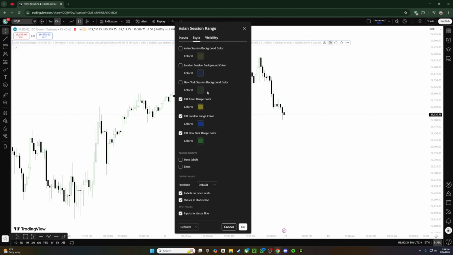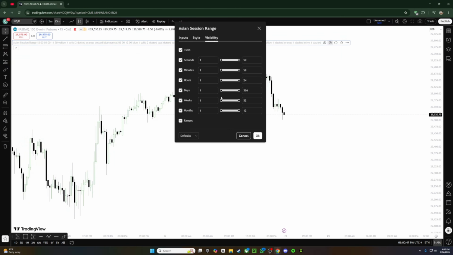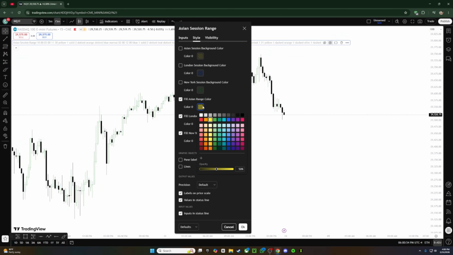Now the style, you can choose whatever color you want. So just copy this exactly. If I have this unchecked, uncheck it. That's basically it. You can choose whatever color you want.